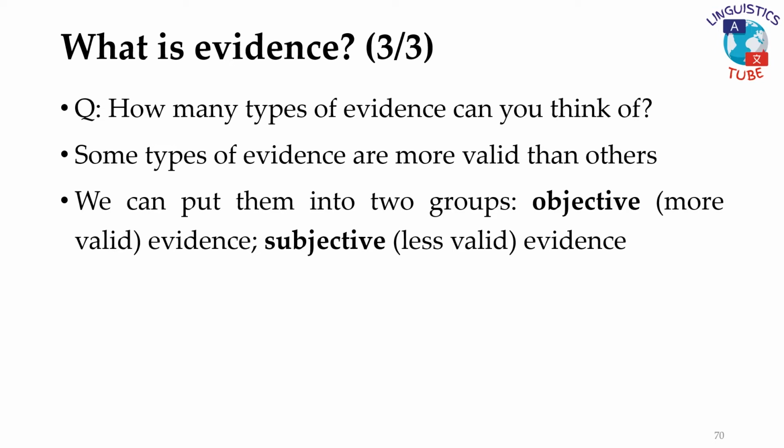There are many types of evidence, and some types are more valid than others. In fact, we can roughly put the major types of evidence into two groups: less valid evidence, which are more subjective types of evidence, and more valid evidence, which are more objective types. Please pause the video now to think of types of evidence that can be used in an argumentative essay.